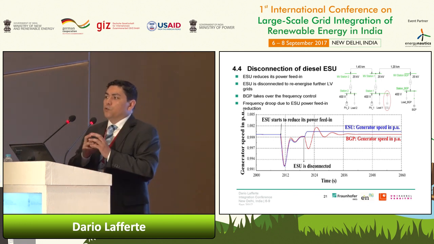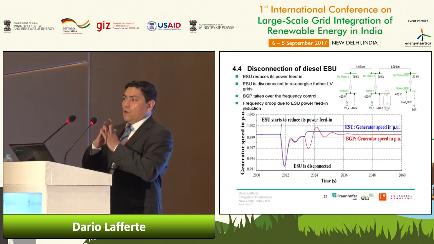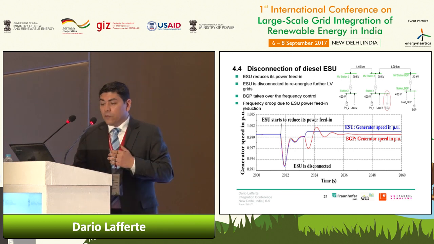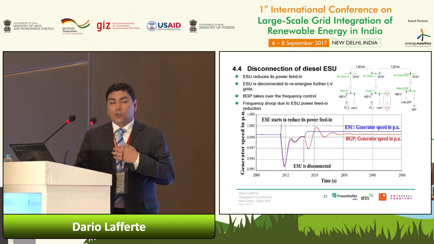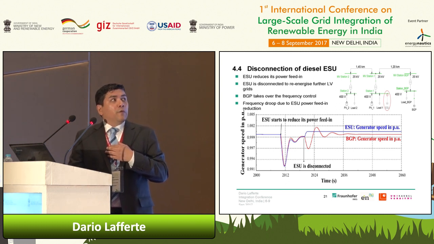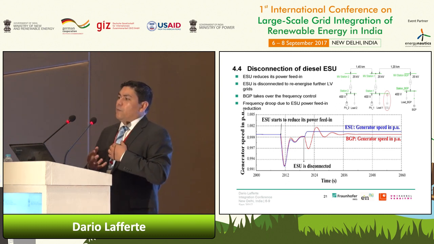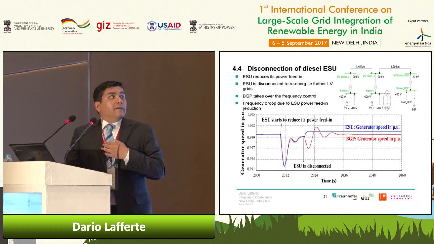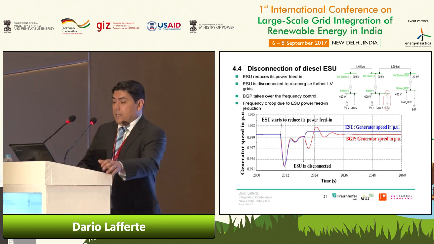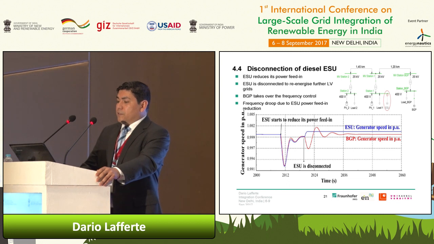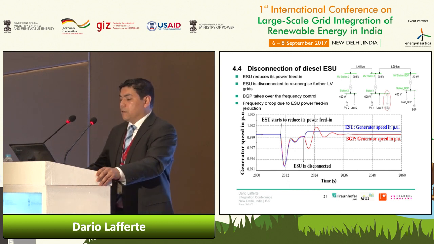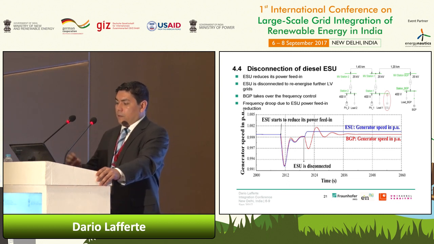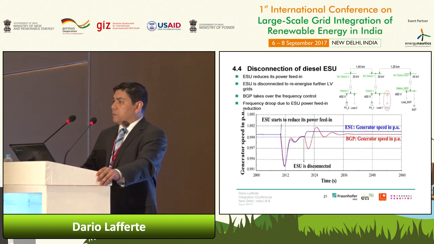The idea here is to reduce the power injection of the ESU, and for that reason we have a frequency drop. After a few seconds, the governor system of the biogas power plant can recover the frequency. At zero active power injection of the ESU, we disconnect these generation units, and the biogas power plant needs only a few seconds to restore the frequency to a nominal value.